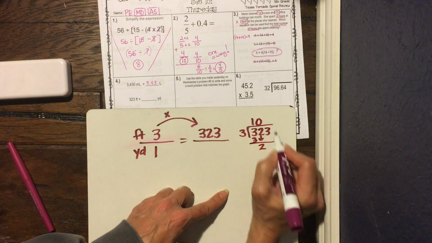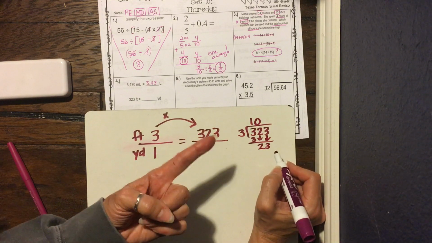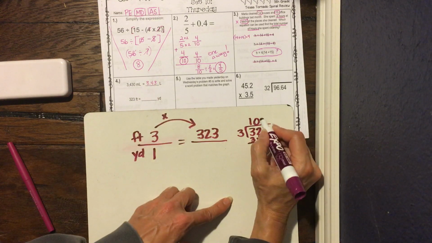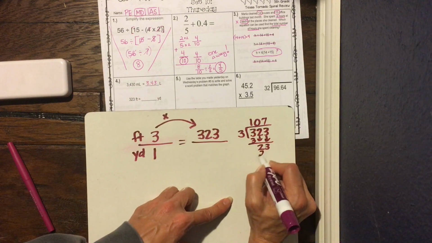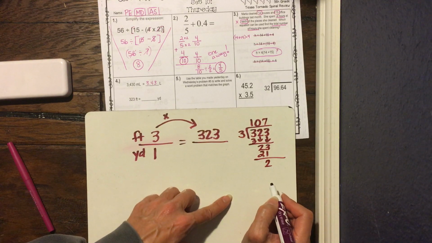So we have to put our 0. We bring down our 3. 3 goes into 23. 3, 6, 9, 12, 15, 18, 21. It goes in 7 times. And that just gives us 21. So we have to subtract and we get a 2.